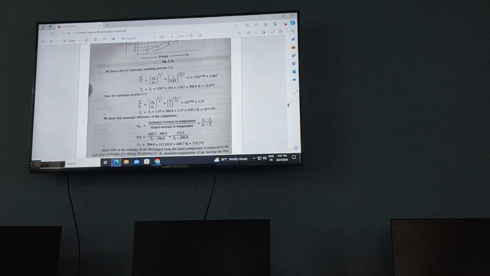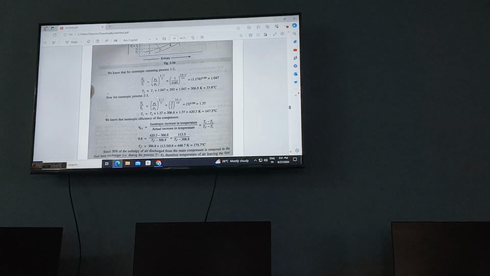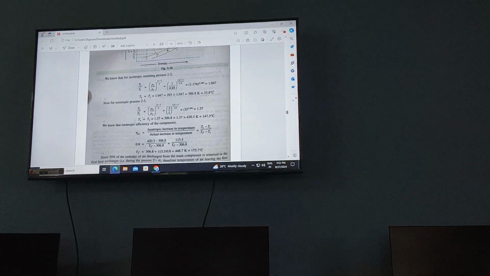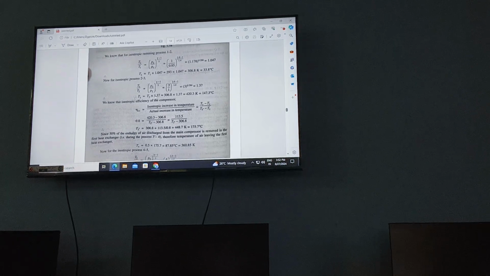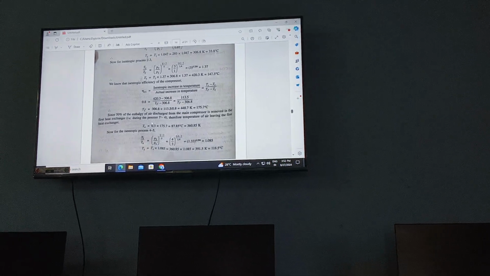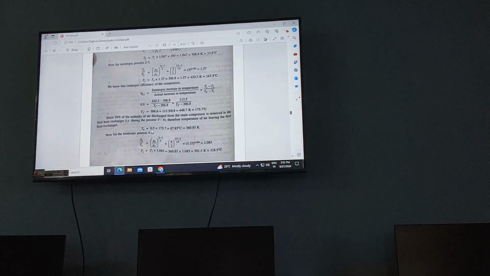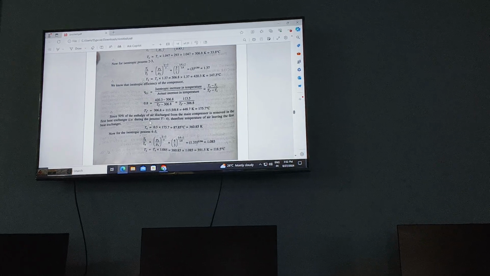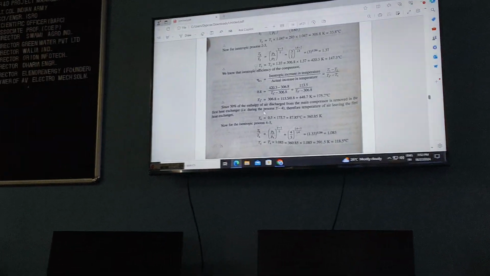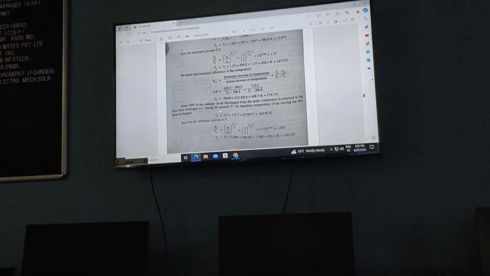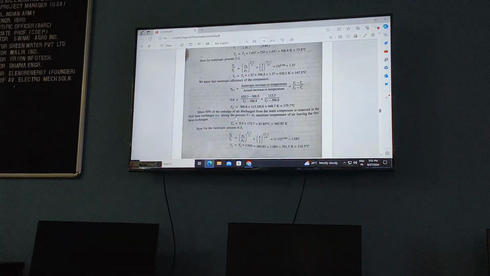First we are calculating the temperature after ramming, then the temperature after compression, okay, then isentropic temperature, actual temperature. Now the temperature after the heat exchanger. What they have said: in the first heat exchanger 50% enthalpy is reduced. Now what is enthalpy? Enthalpy is nothing but Cp into temperature.